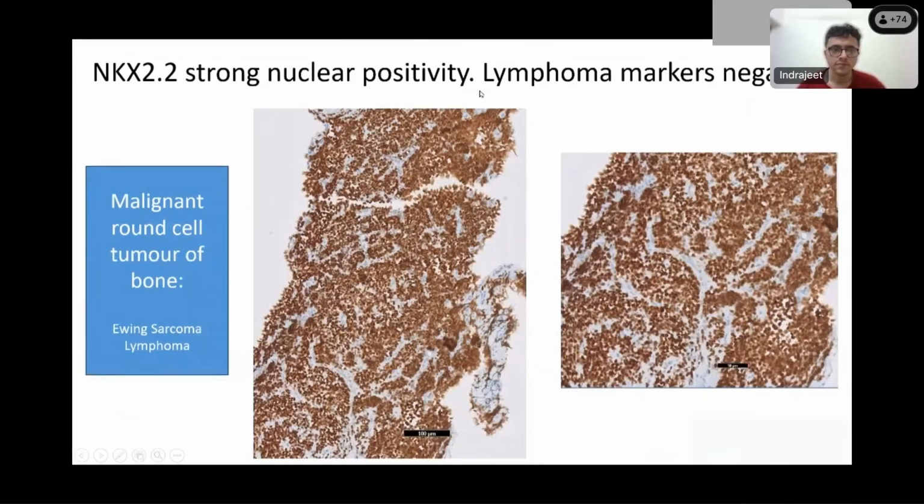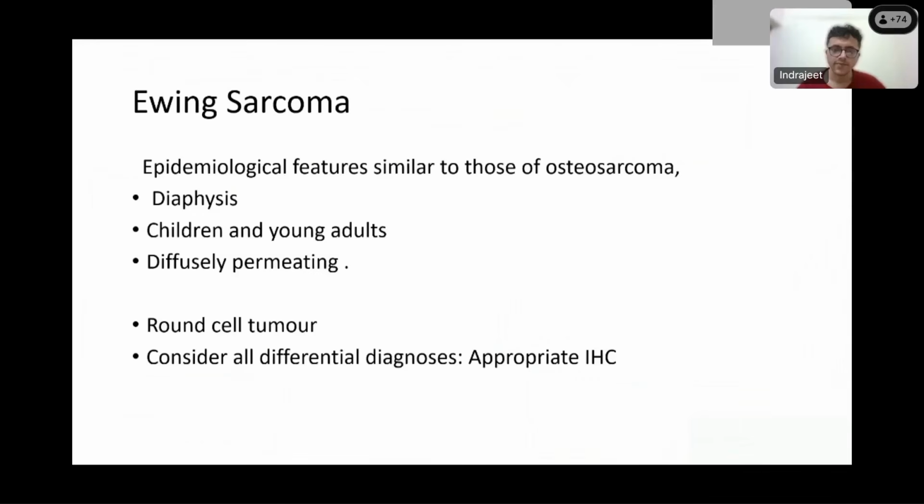Strong nuclear positivity and lymphoma markers were negative. NKX 2.2 is a specific marker with some caveats. It's very important to distinguish Ewing sarcoma against lymphoma. I wouldn't say so much of osteosarcoma, because there always are certain features that tell you this is not Ewing sarcoma and this is osteosarcoma, but do not miss a lymphoma against an Ewing sarcoma, because the treatment is entirely different, the prognosis is entirely different. This is one category of tumor, round cell tumors, where you have to consider all the differential diagnoses and an appropriate IHC panel has to be applied.